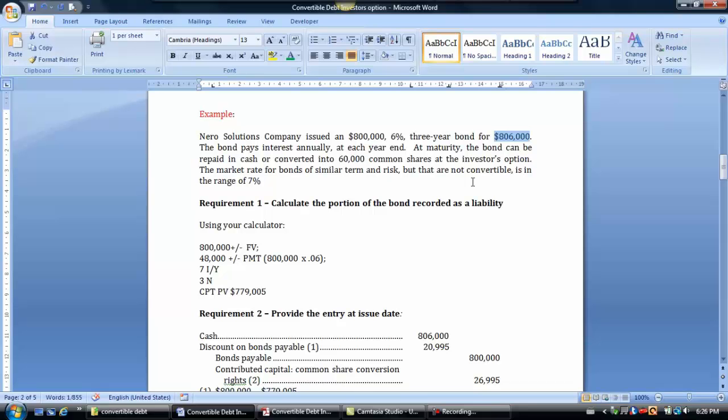And the market rate for bonds of a similar term and risk but that are not convertible is in the range of 7%. So again, that market rate of 7% is going to help us calculate the portion of the bond that we're going to record as a liability. Remember, we said that under the incremental piece, that's usually the first thing we do. So the first requirement in the question will have us calculate that portion of the liability.